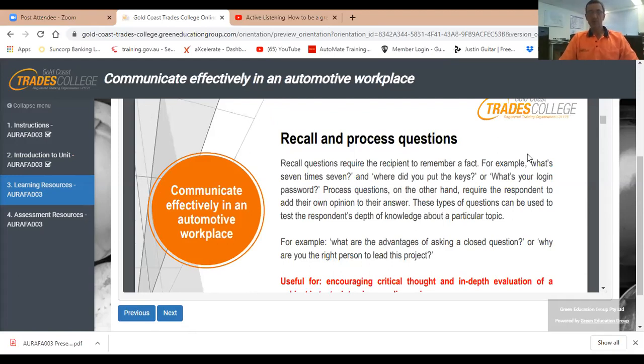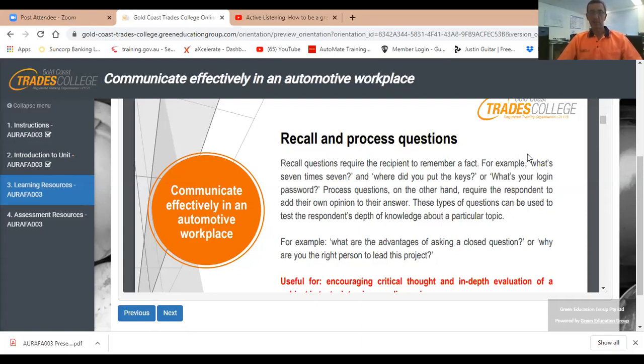Recall and process questions. These questions require the recipient to remember a fact. For example, what's 7 times 7? And where did you put the keys? What's your login password? Process questions, on the other hand, require a respondent to add their own opinion to the answer. These types of questions can be used to test the respondent's depths of knowledge about a particular topic. So you might see your trainer and assessor asking you process questions and recall questions before you're doing your exam.